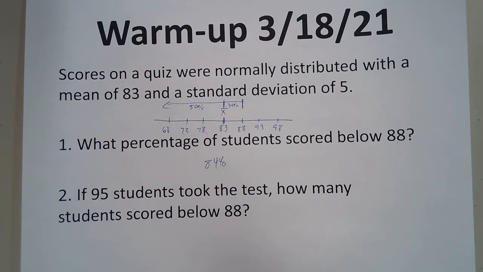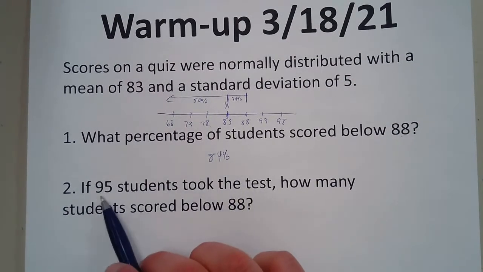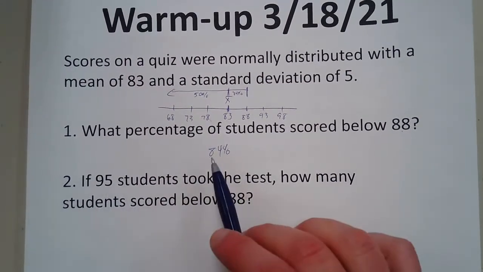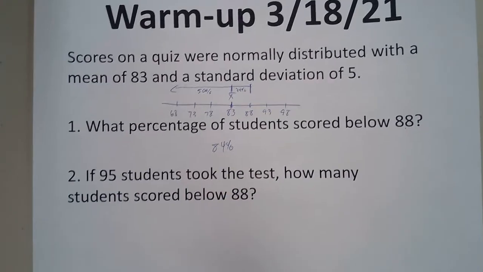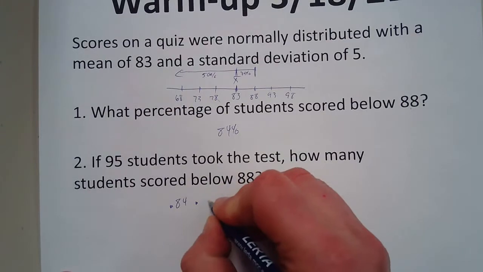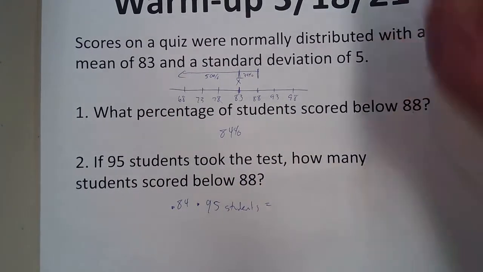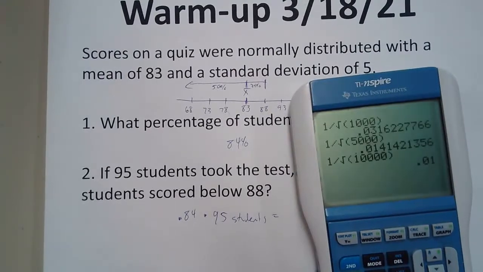Okay. Now another kind of cool question says if 95 students took the test, how many of them scored below 88? So this is directly related to this. So 84% of students scored below the 88 and 95 total students took the test. So if we just do 84% of 95, that'd be our answer. So an easy way to do that, convert it to a decimal, and then just multiply it by the 95 students. Okay, throw that in a calculator.